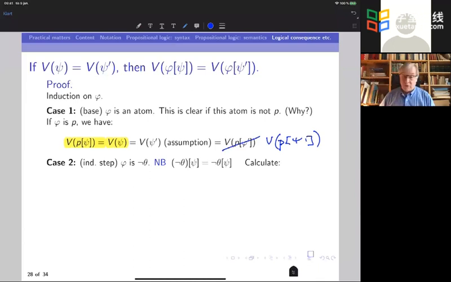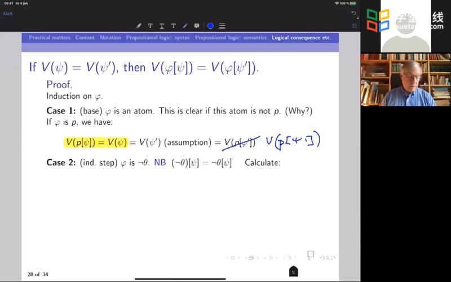And that's what we wanted to prove. We wanted to show the claim above: if we are assuming V of psi is equal to V of psi prime, then we want to show that V of phi with psi is the same as V of phi with psi prime. But in this case, phi is just the letter P, and then P of psi is just psi, and P of psi prime is just psi prime. So that takes care of the first case, the base case.